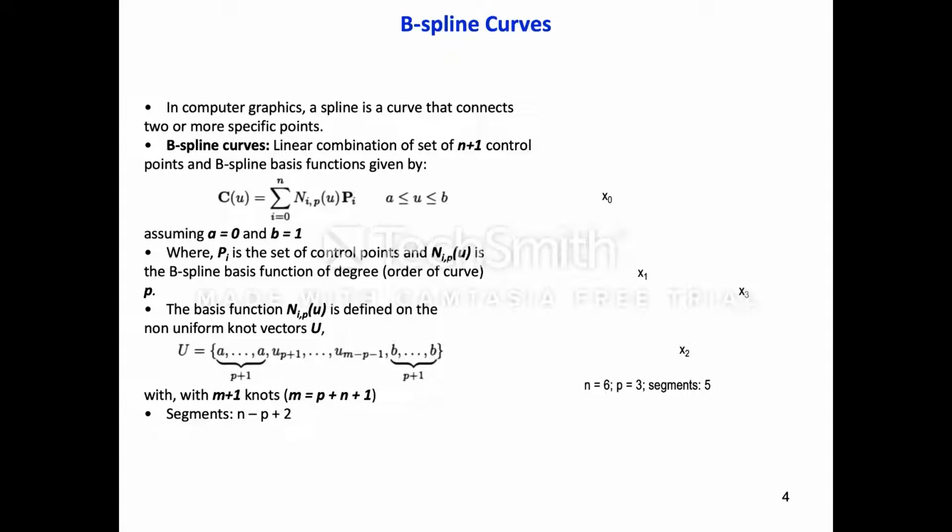Another thing that you need to know about B-spline curves is that it is a combination of multiple different curves. You can call them segments, and the number of segments in a B-spline curve is given by n minus p plus 1. If you look at this image, where P0, P1 up to P6 are the set of control points, and X0, X1, X2, X3 are the knots, then n equals 6 and the order of the curve is 3, so the number of segments comes out to be 5.